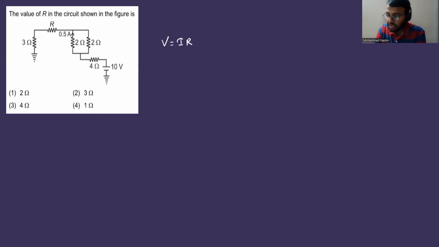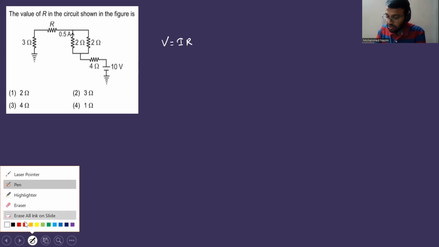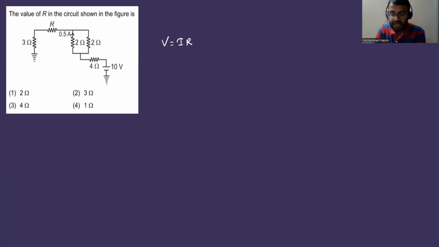Here, if you see in this branch, we know the resistance and we know the current. What is the current? 0.5 ampere, and what is the resistance? 2 ohms. So you can immediately find the voltage. V equal to I into R. I is 0.5, which is half ampere, and resistance is 2. So 2 by 2 will become 1. What will be the voltage? 1 volt. So I'll write it here.